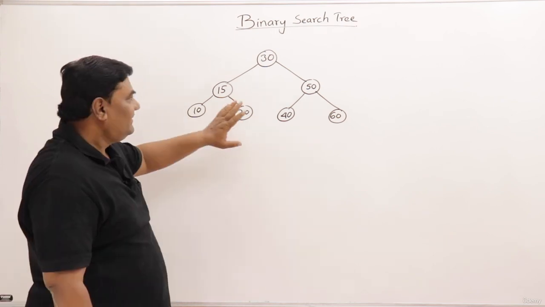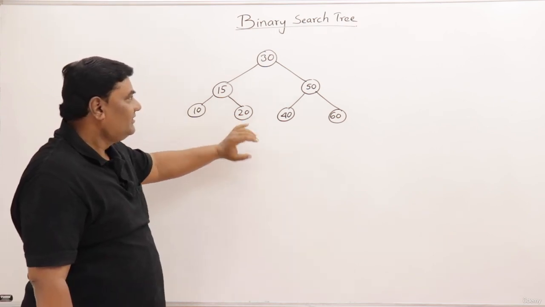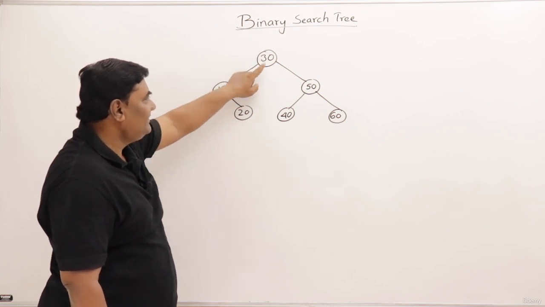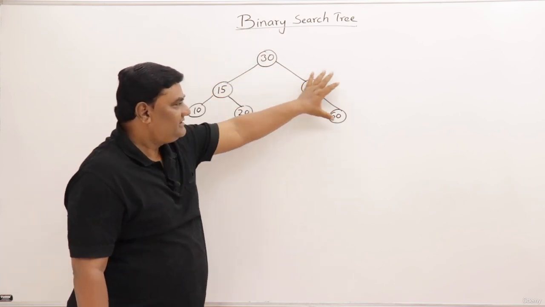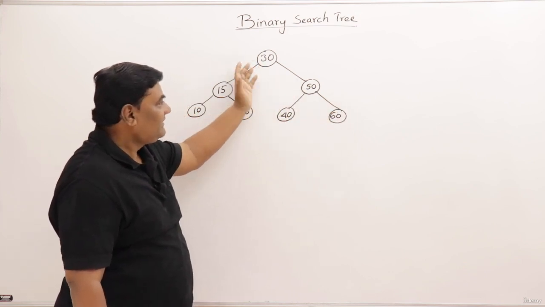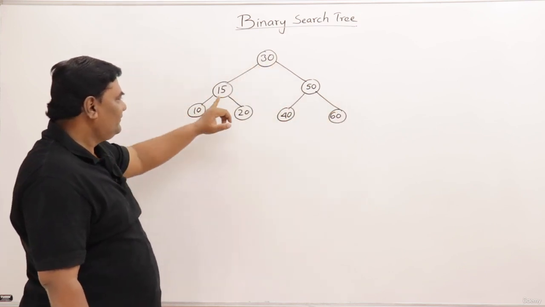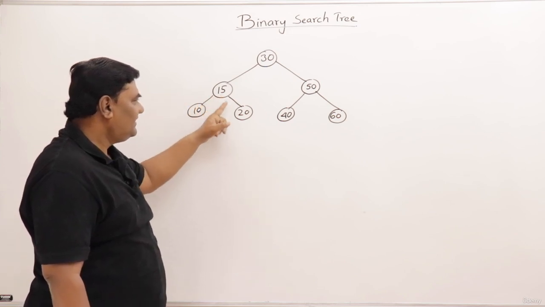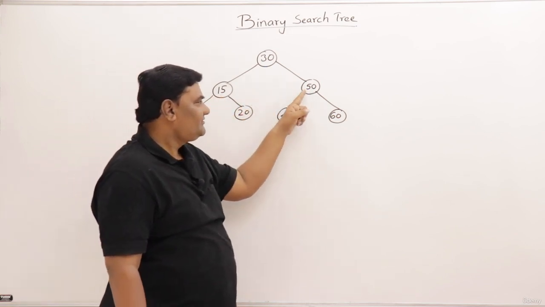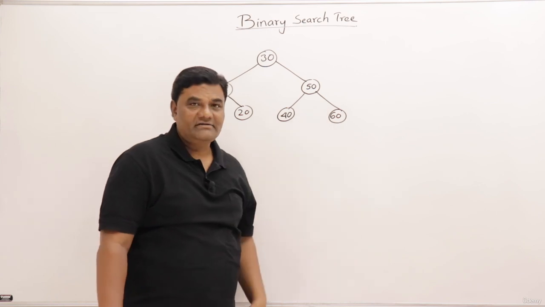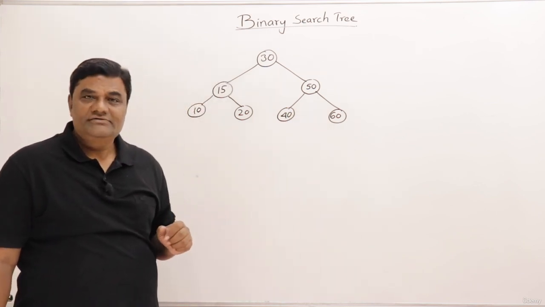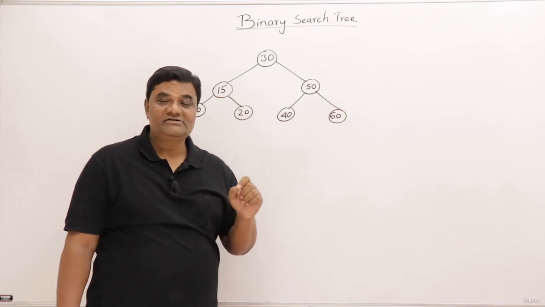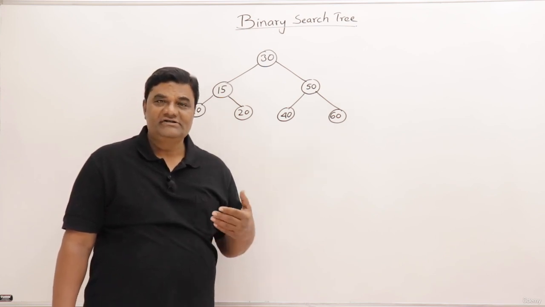Let me define it. It is a binary tree in which for every node, all the elements in its left subtree are smaller than that node and all the elements in the right subtree are greater than that node. If you look at this, in the left subtree there is only one element that is smaller, and here the element is greater. For this node, this is smaller and this is greater. So this binary tree is useful for searching. That's why it is named a binary search tree. I'll explain how it is useful for searching.